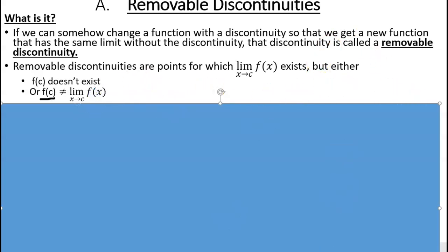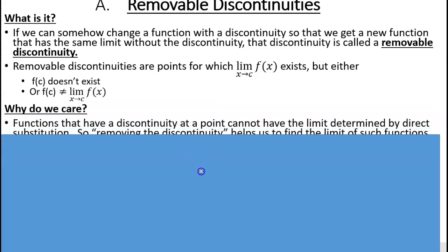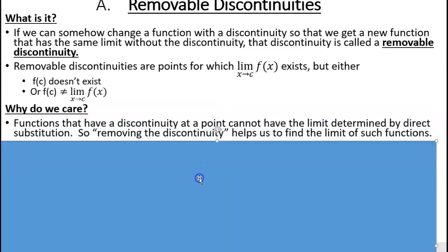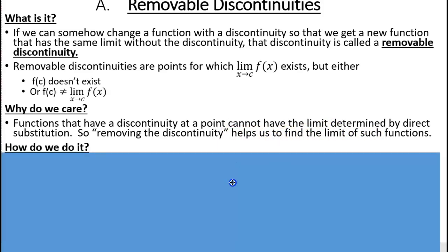So if you didn't, I would encourage you to add these pictures right here to your notes. It will help with what we're going to do a little bit later on today, actually. Why do we care? Functions that have a discontinuity at a point cannot have the limit determined using direct substitution. So this process of removing the discontinuity helps us to find the limit of such functions because we can't do just direct substitution. But the question is, how do we do it?